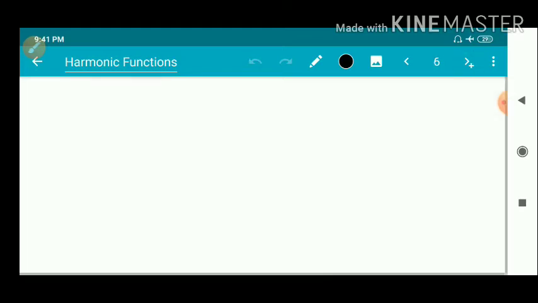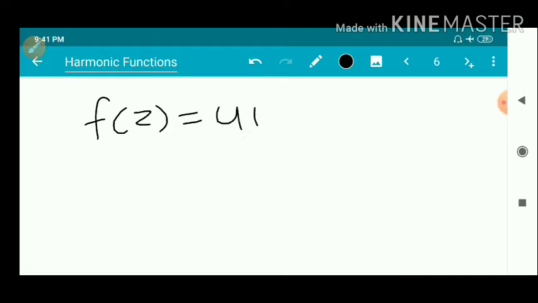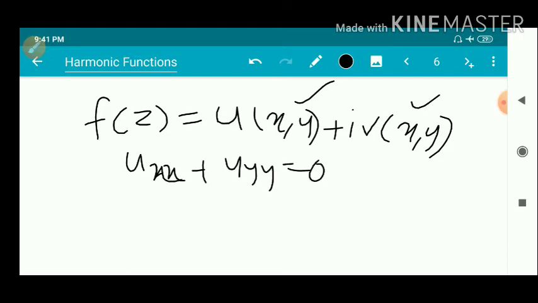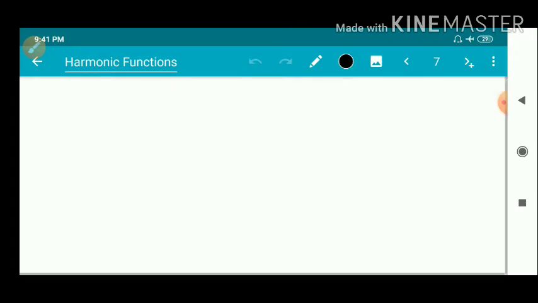That is, for proving this result, we take f(z) equal to u(x,y) plus i v(x,y). So u(x,y) is the real part and v(x,y) is the imaginary part. We have to show that u and v are harmonic. That is, we have to show that uxx plus uyy equal to 0, then u becomes harmonic. In the case of v, we have to prove that vxx plus vyy equal to 0. So first we take the real part.